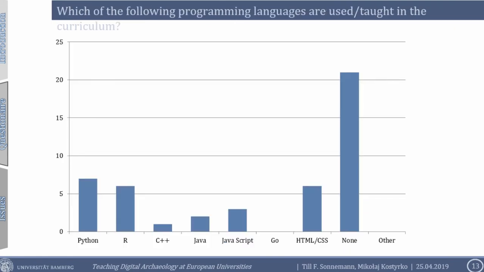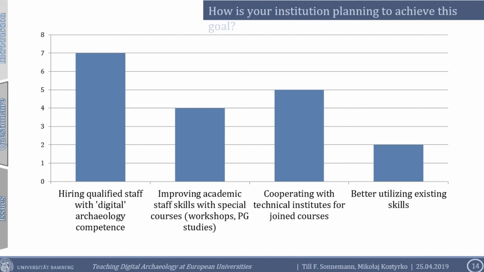Then, which of the following programming languages are being taught? The main column is none. However, you see Python, R, and HTML are in a number of these institutes being taught. How is the institution planning to achieve this goal? I missed a question here. That was, how are you going to make digital archaeology more prominent? And here was the answer, relatively clear: hiring qualified staff. So we all can cheer up on that. Hopefully there will be more positions available at some point. And also cooperating with technical institutes, which I guess is also a clever move, having specialists on this topic.